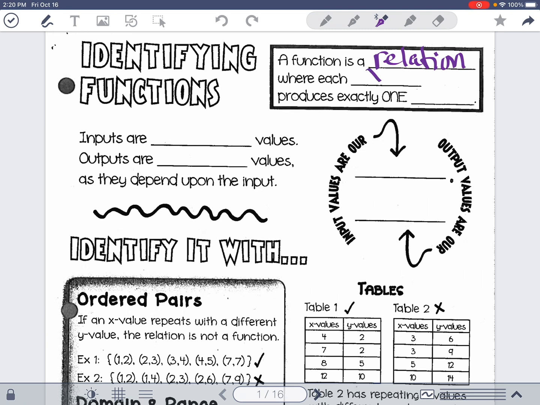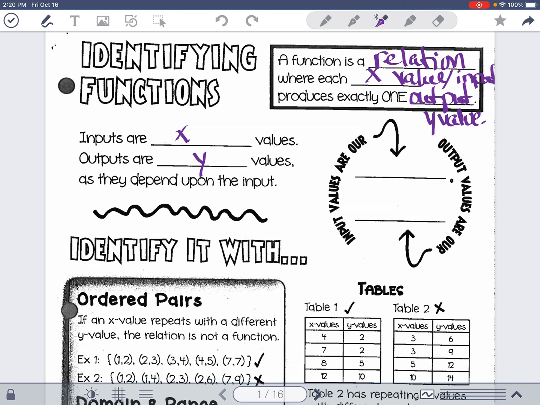where each x value or input, you could say input, produces exactly one output, which is also your y value. That's the definition of a function. Inputs are your x values, outputs are your y values, as they depend upon the input. So the output depends on the input, okay?